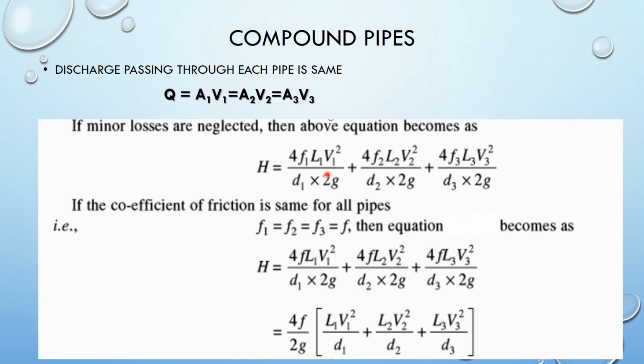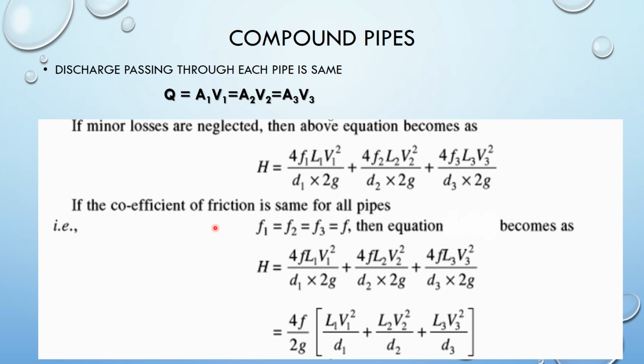You will find that it is written here that minor losses are neglected, and therefore the head loss will be the sum of all these, that is 4f1 L1 V1 square by 2gD1 plus 4f2 L2 V2 square by 2gD2 plus 4f3 L3 V3 square by 2gD3. This is hf1, this is hf2, this is hf3 respectively for pipes 1, 2, 3.